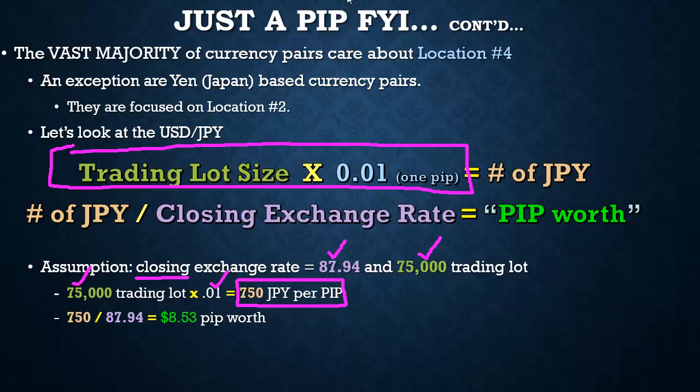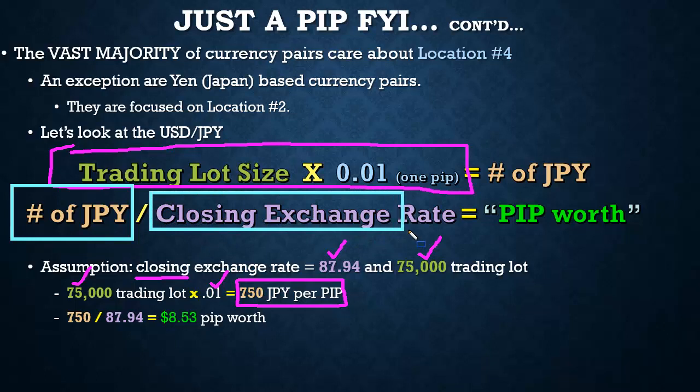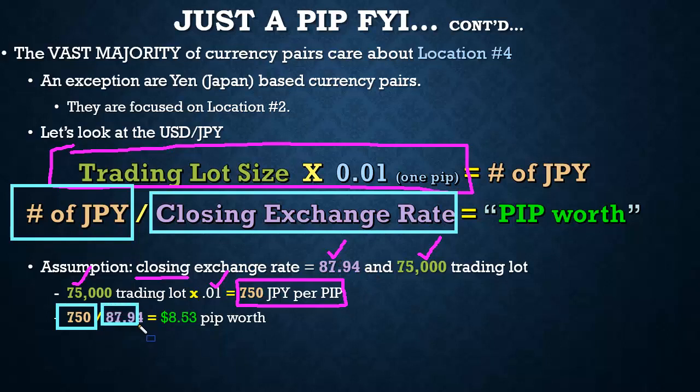But that's not in our currency, right? So now we have to get that transferred into our currency, the US dollar or whatever currency you care about. Whatever it is, this would be the same equation. You would just plug in whatever currency you want your pip worth measured in. We hop down to this equation, which simply takes the number of Japanese yen, which we just figured out at 750, and divides it by the closing exchange rate. That gives you the pip worth in American dollars. So 750 divided by the closing exchange rate, which I just made up, is 87.94. That tells us that in this case it is now $8.53 per pip.